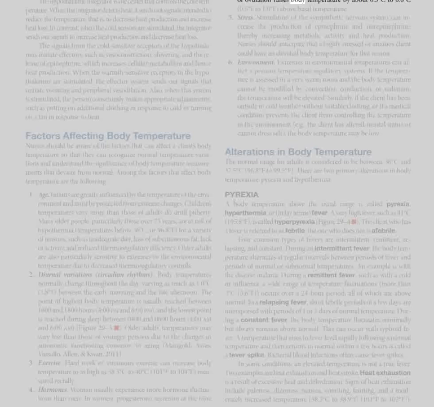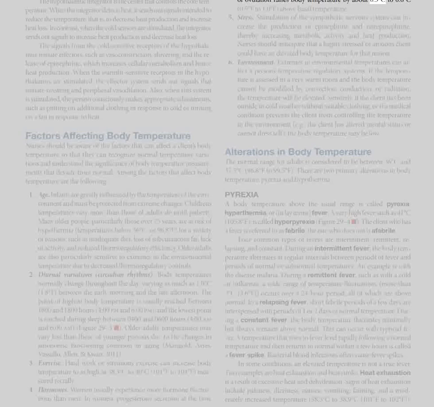Ovulation raises body temperature by about 0.3 degrees Celsius to 0.6 degrees Celsius, 0.5 degrees Fahrenheit to 1.0 degrees Fahrenheit, above basal temperature. 5. Stress. Stimulation of the sympathetic nervous system can increase the production of epinephrine and norepinephrine, thereby increasing metabolic activity and heat production. Nurses should anticipate that a highly stressed or anxious client could have an elevated body temperature for that reason. 6. Environment. Extremes in environmental temperatures can affect a person's temperature regulatory systems.